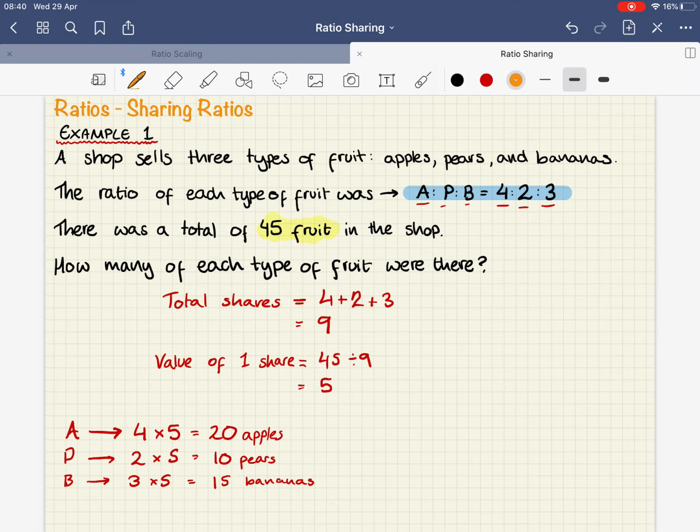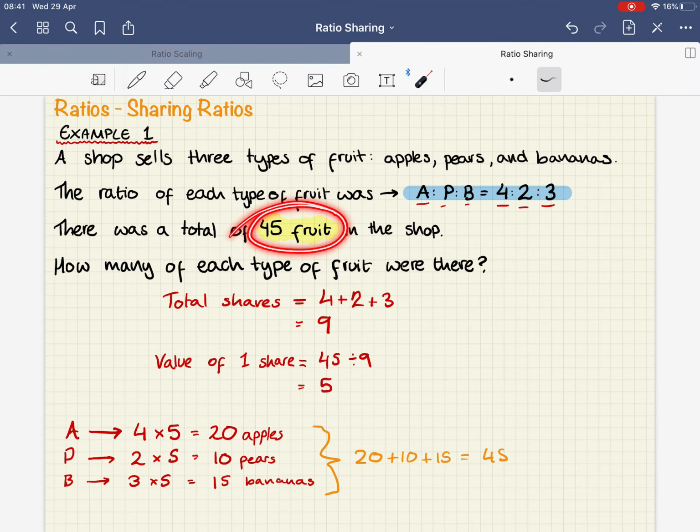And that's me all done. And I can always check, and the way to do that is if I take my answers here and add them together, I get 45, which then shows that I've probably correctly done that sharing of our 45 up here.